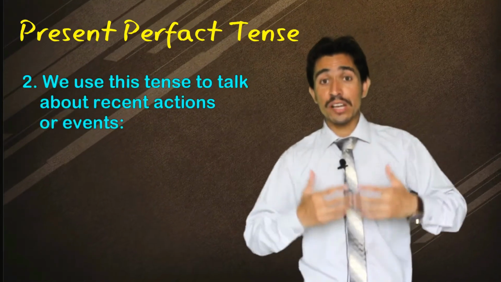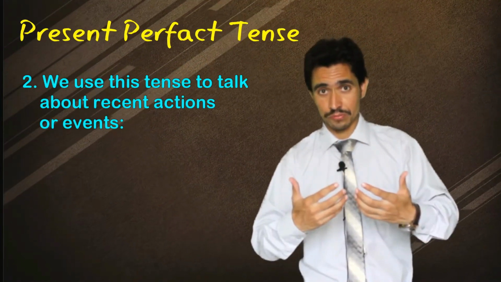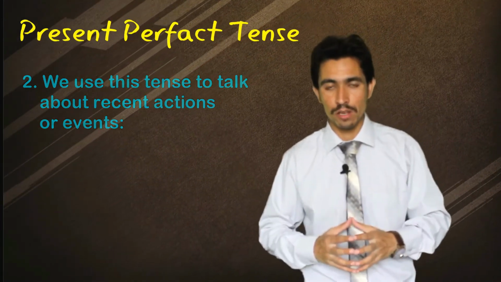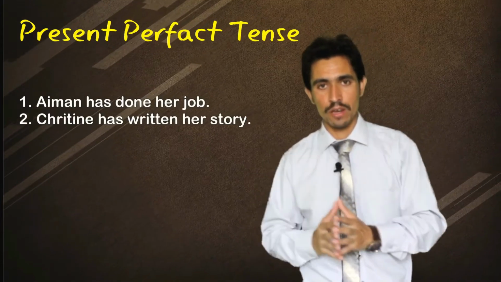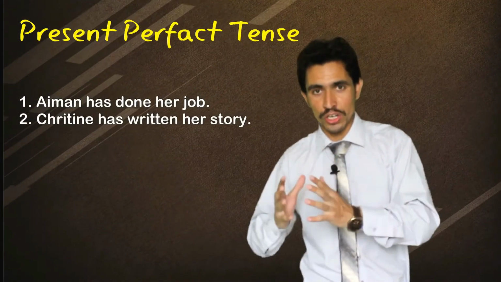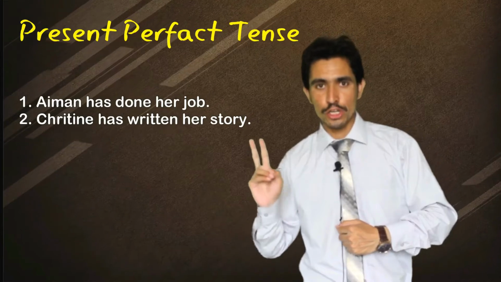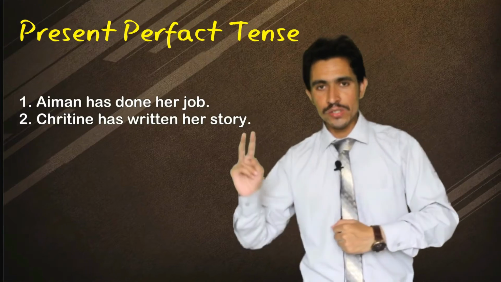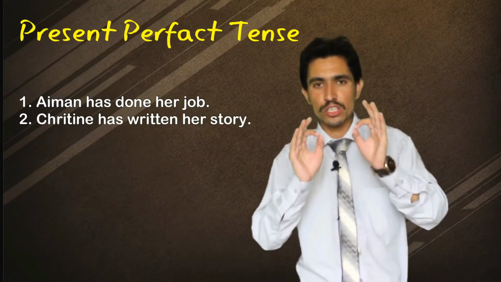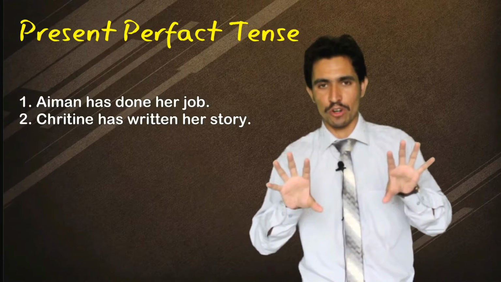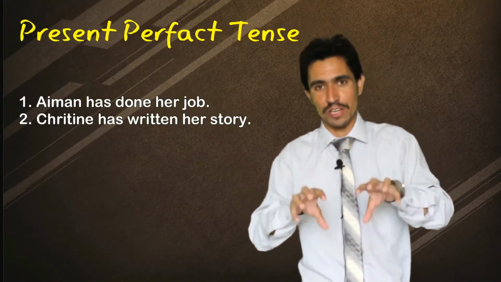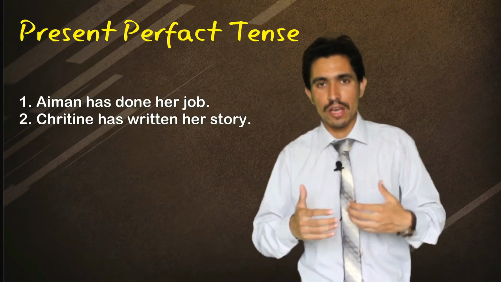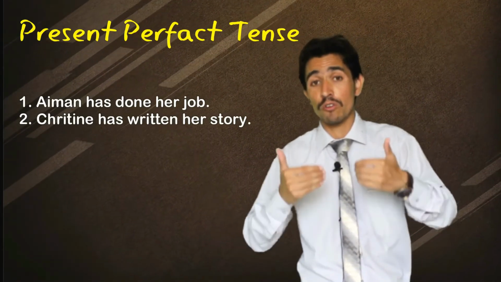Secondly, we use present perfect tense to talk about recent actions or events. For example, Aman has done her job. Christine has written a story. Both these sentences show recent actions or events. In these sentences, time is not very important. Completion of the task is very important. When she did her work is not important. Important is the completion of her job.